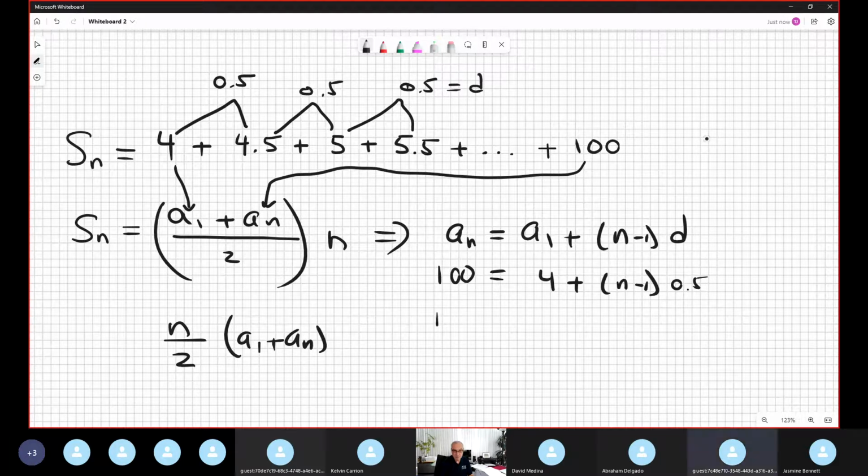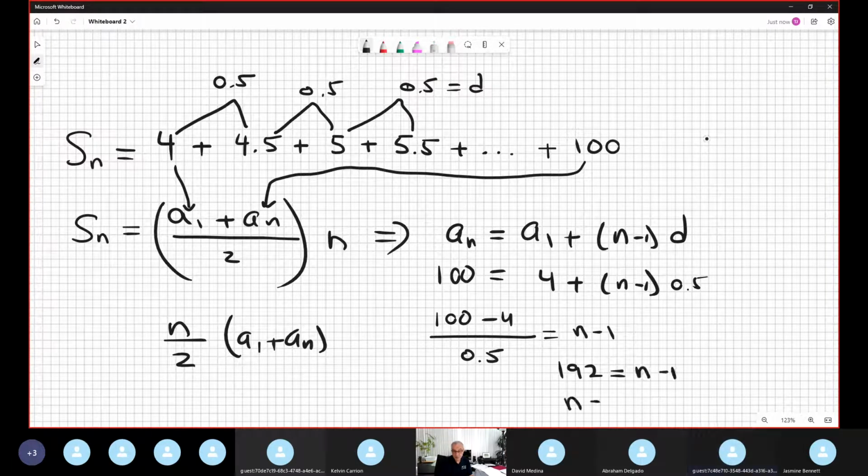And so for m, 100 minus 4 divided by 0.5 is equal to m minus 1. This is 192, equal to m minus 1, therefore m alone is 193. So 100 is located in position 193. This is 1, this is 2, this is 3, this is 4, so this is 193.